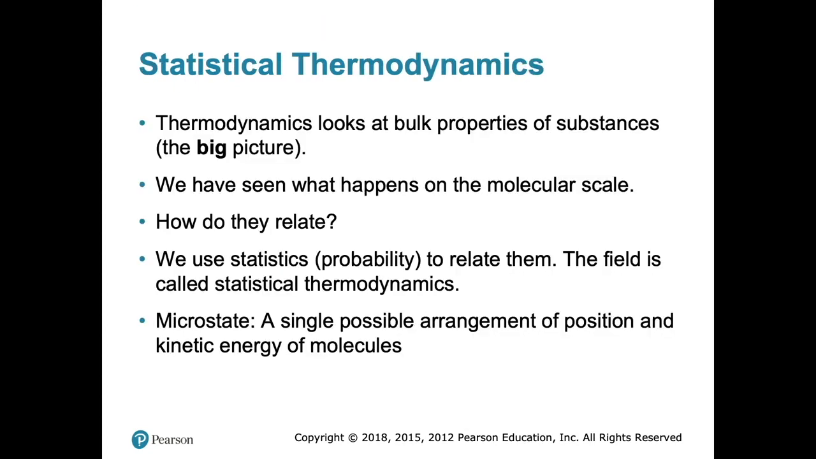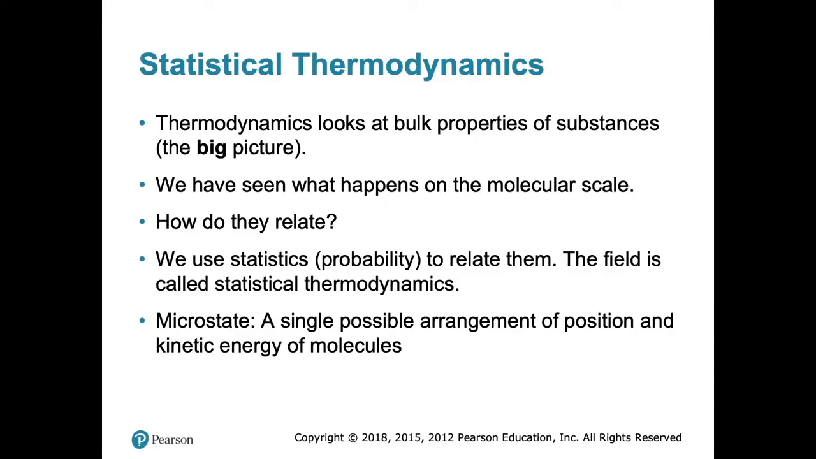So thermodynamics looks at the bulk properties of substances, the big picture, but we have seen what happens on the molecular scale, right? So how do they relate? Well, we use statistics, or statistical thermodynamics, to figure that out. And like I just said a second ago, what is a microstate? It is a single possible arrangement of a position and the kinetic energy of molecules, right?